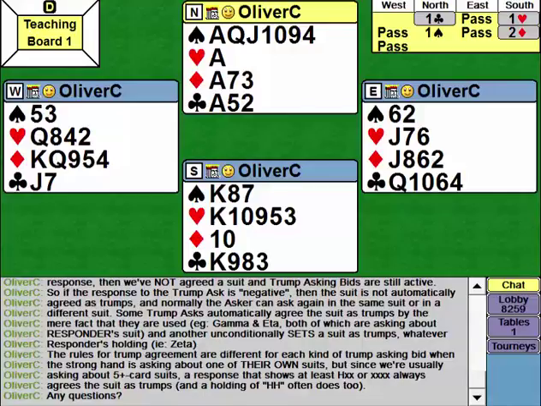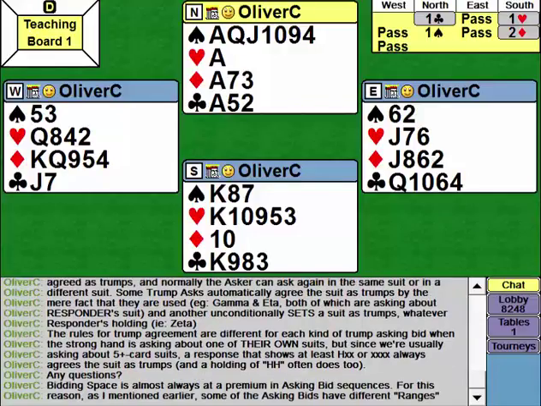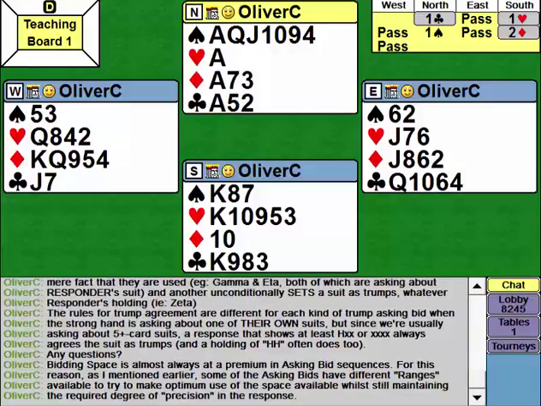I mentioned before that we sometimes use different ranges for a given asking bid in particular situations. Let's explore that in a little bit more detail.